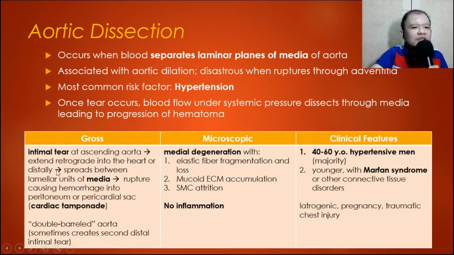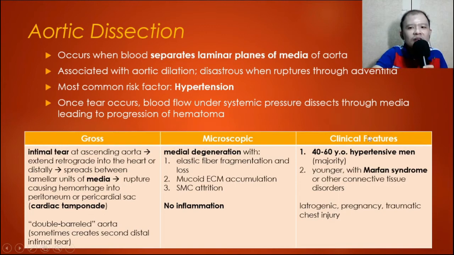What's the danger here? The common site of aortic dissection is in the ascending aorta. From the aorta, the dissection goes into the heart, causing cardiac tamponade. You also see a double-barreled aorta. When you see it in cross section, you might be misled by seeing two lumens, but actually the other one is a hematoma. And again, cystic degeneration, medial degeneration, however no inflammation.